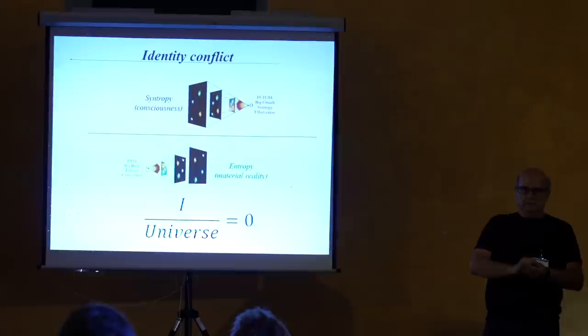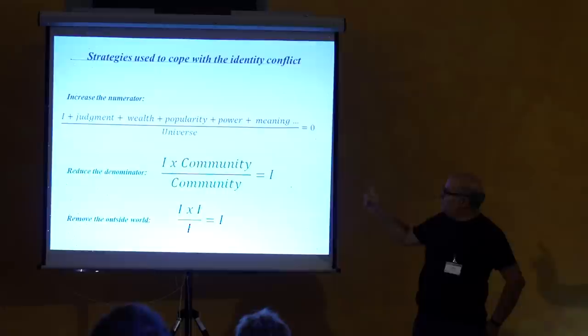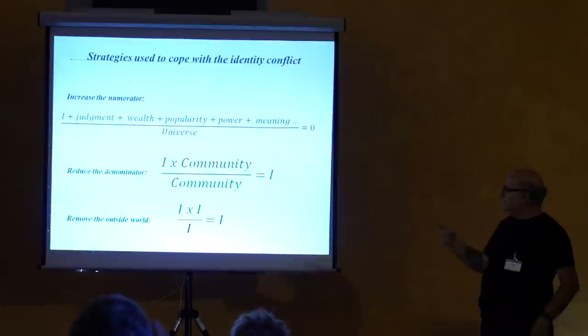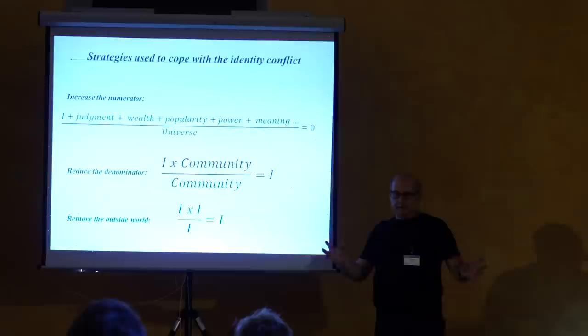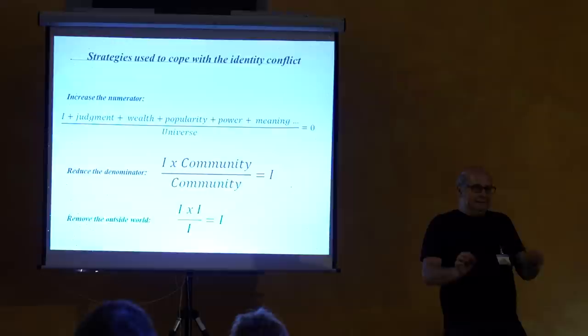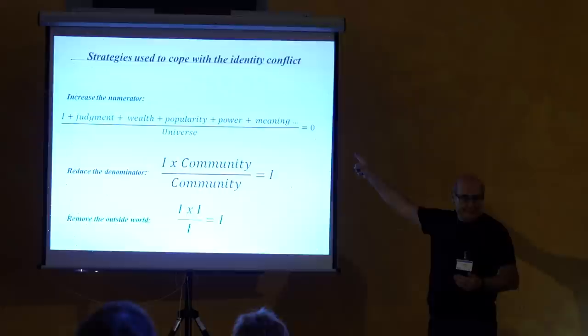What people try to do is say, well, I feel to be equal to nothing. Well, maybe I could increase the numerator of the equation. So I try to get a lot of judgment from the other people, or become rich, wealthy, popular, have a lot of power, or get meaning in other ways. But whatever I do at the numerator, compared to the infinite of the universe, I'm still equal to zero. So, that happens. You know, one gets money, but he has a momentary relief from feeling equal to nothing. And so he wants more money, and it's never enough because you will always be equal to zero, following this path.